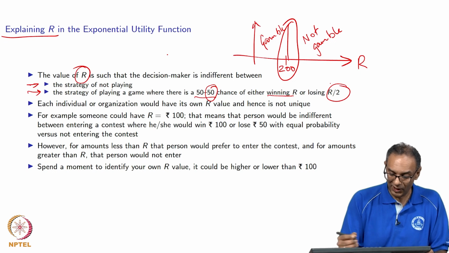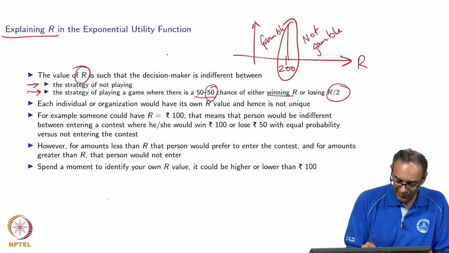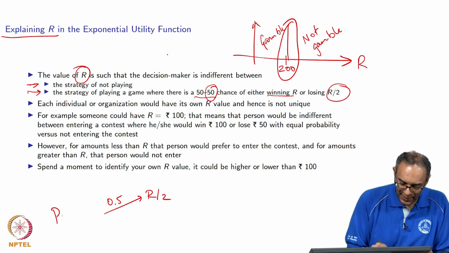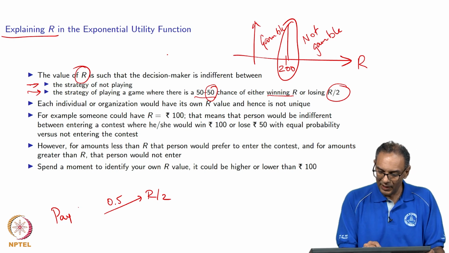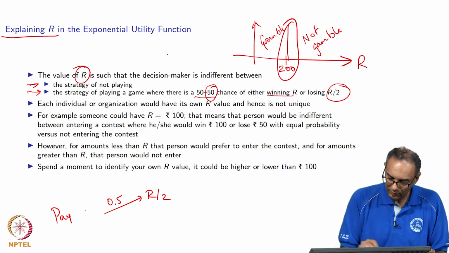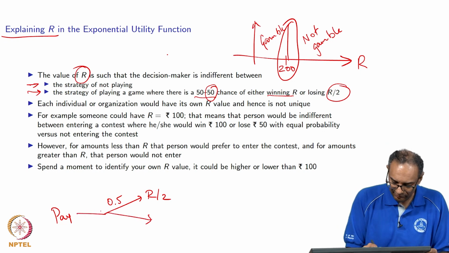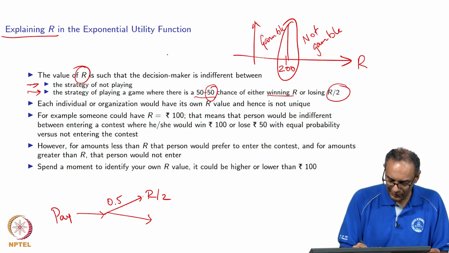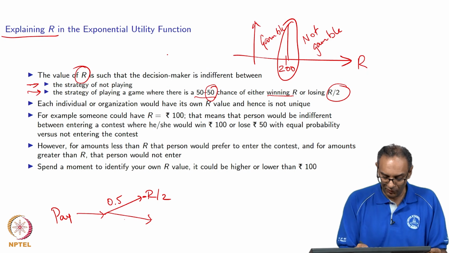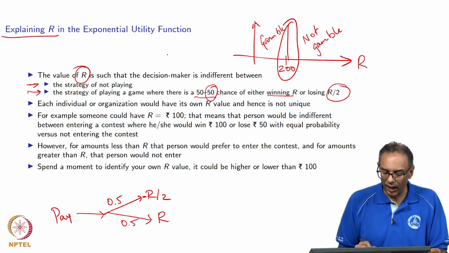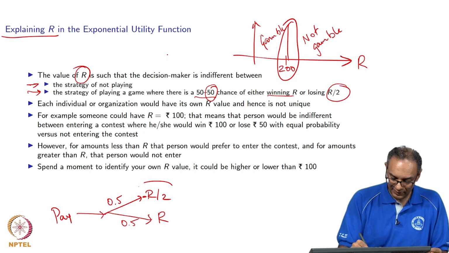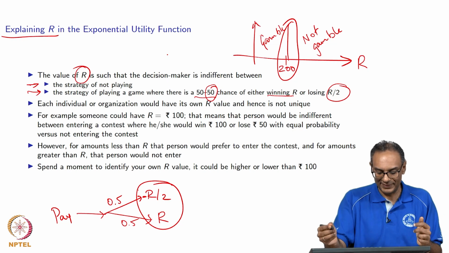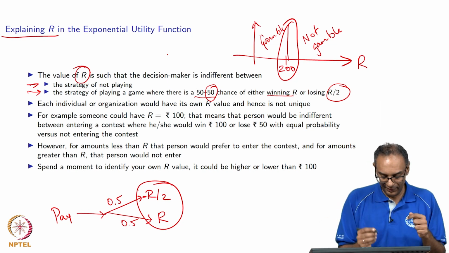So, essentially there is a 50% chance that at the end of it I would have negative r over 2, and there's a 50% chance that I will have r rupees. Okay, so that is your eventual outcome. The negative r over 2 is the amount you pay. So either you pay r over 2 and get 0, or you pay, it's the same thing essentially.